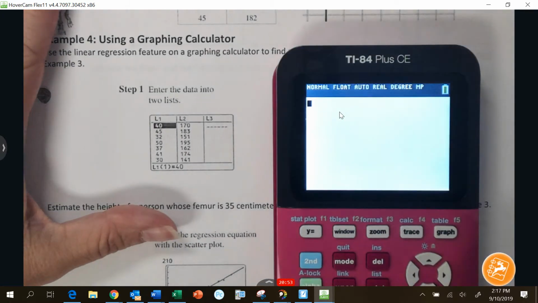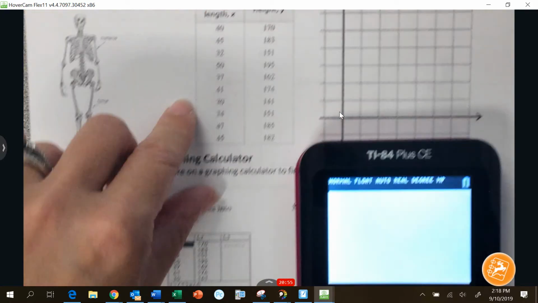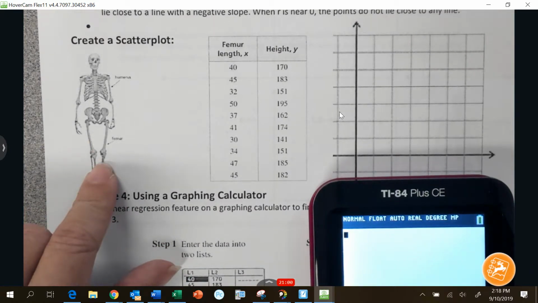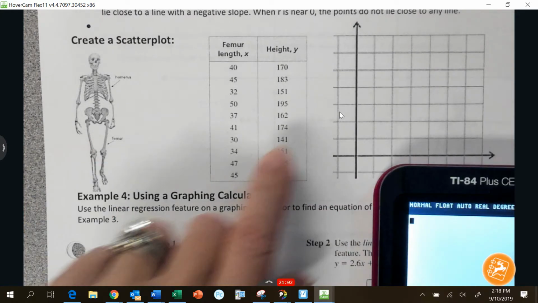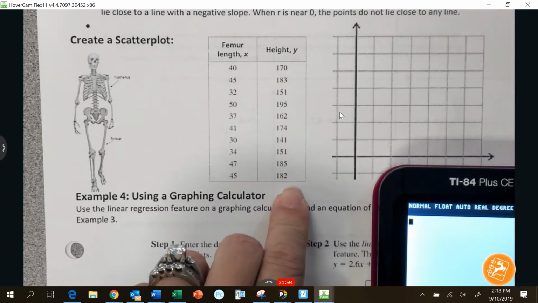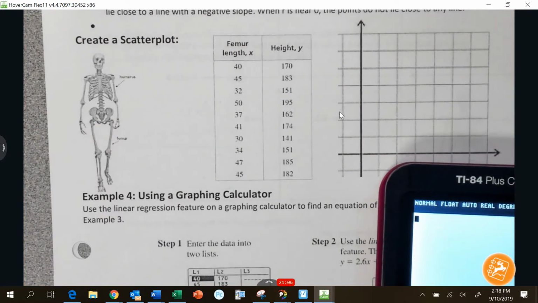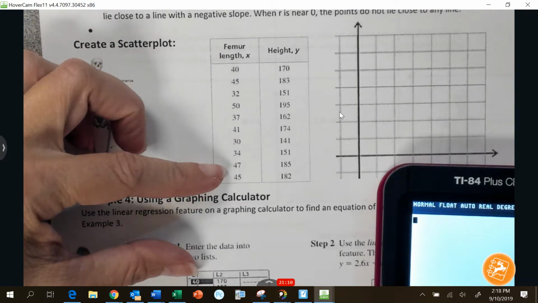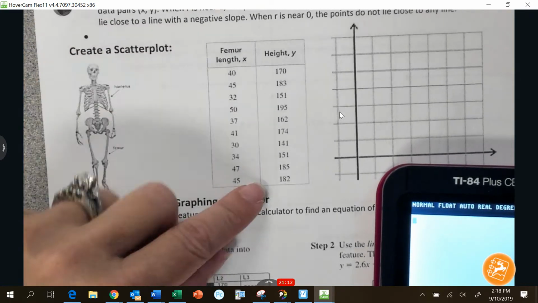The first thing we're going to do, well, let's look at the data. The data talks about the length of a femur, which is the longest bone in your body and your leg, and compared to the height of a person. Okay? Do you think that if I know the length of a femur, that might determine how tall a person is?